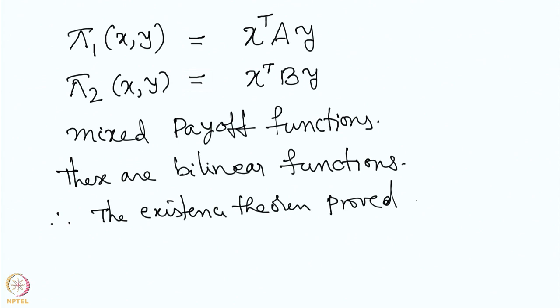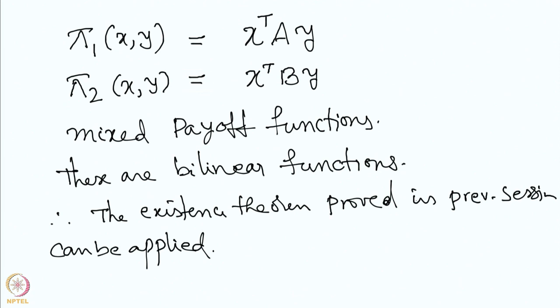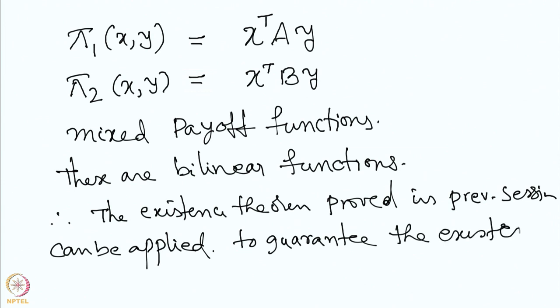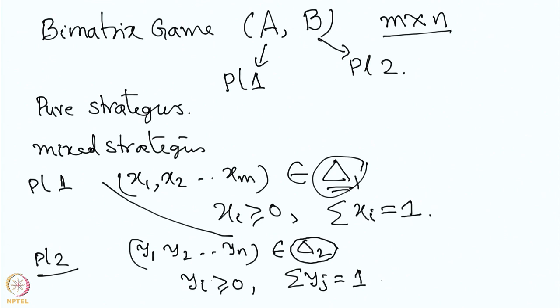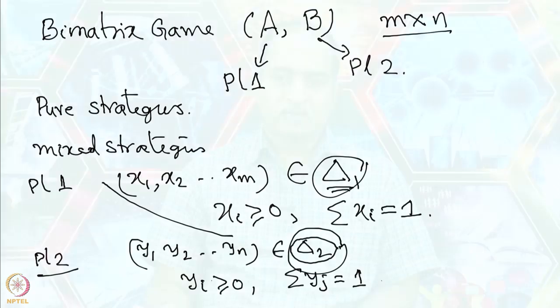Therefore, the minmax existence theorem proved in the previous session can be applied to guarantee the existence of mixed Nash equilibrium. So, of course, before applying it, we need to realize that delta 1 and delta 2 both are convex. This is obvious. We have seen it previously also, delta 1 and delta 2 are convex and compact, and pi 1, pi 2 satisfy the necessary assumptions. So therefore, this theorem can be applied. So therefore, there is always a mixed Nash equilibrium.